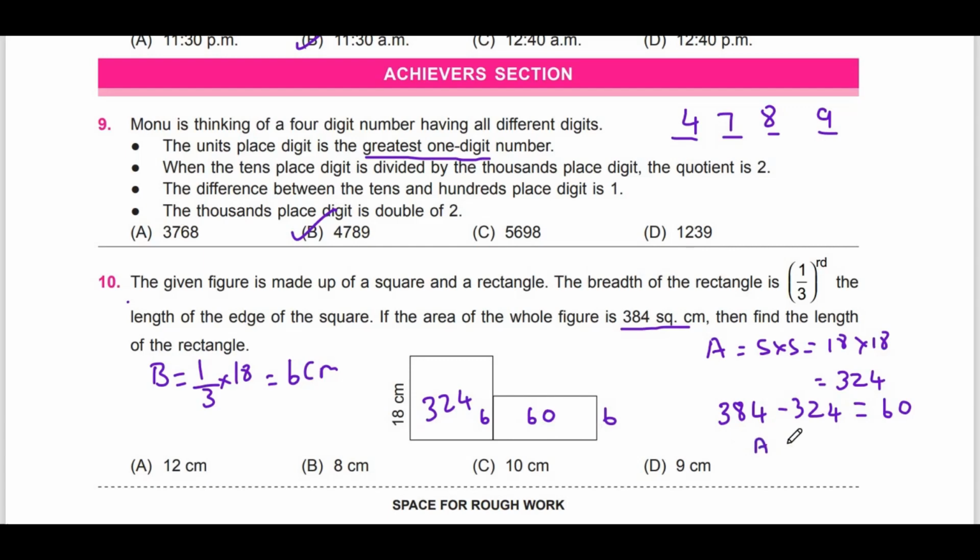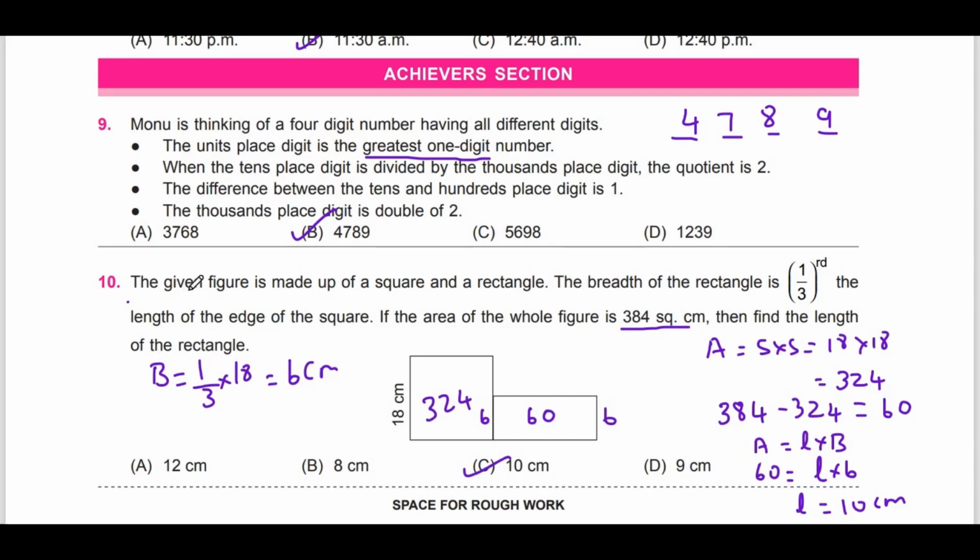What is the area of a rectangle? It is L times B. So now we know the area of a rectangle is 60. We don't know L. Our breadth is 6. So what is our L? L equals 10 centimeter. Perfect. So now we have found the length of the rectangle, which is 10 centimeter. That is option C, our right answer.